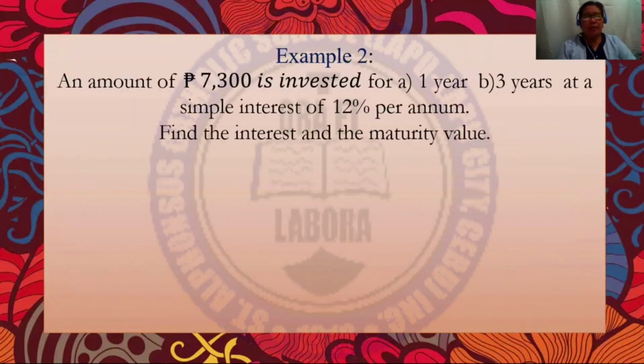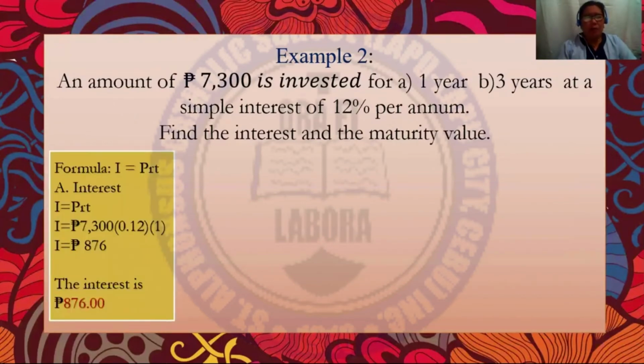Second example. An amount of 7,300 is invested for A. 1 year, B. 3 years, at a simple interest of 12% per annum. Find the interest and the maturity value. By the way, annum means year, so per year.